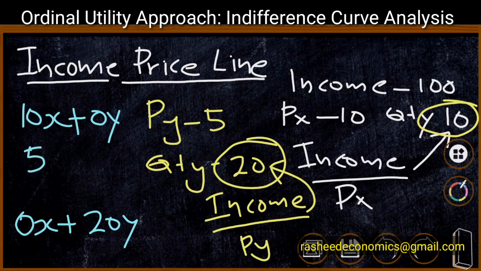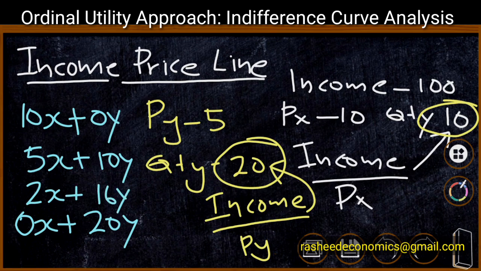Suppose the consumer is consuming 5X, then he can have 10Y. Similarly, if the consumer decreases his quantity of X to 2 units, that means he is consuming 2X, he can have 16Y. It means that the consumer can have any combination of X and Y. The maximum amount is 10X plus 0Y, and the other extreme is 0X plus 20Y. It means that he can have a maximum of 10X or 20Y.